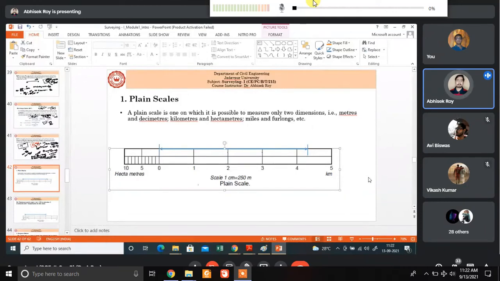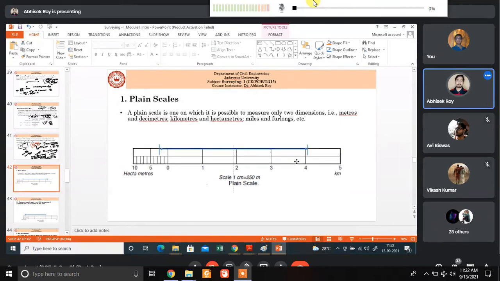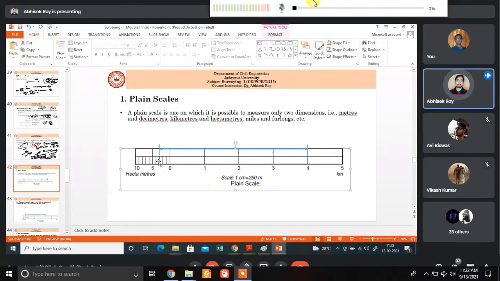Yes, sir. Now, as we are sure that it is more than 4 and less than 5, we will place our 4 at the next end. We'll match 4 with this end. Now see, this end is crossing the 0 by 3 smallest divisions, and each smallest division is 1 hectometer, so I can be sure that it is 3 hectometers. So ultimately the length of this line is 4 kilometer 3 hectometer. Is it clear to everyone?